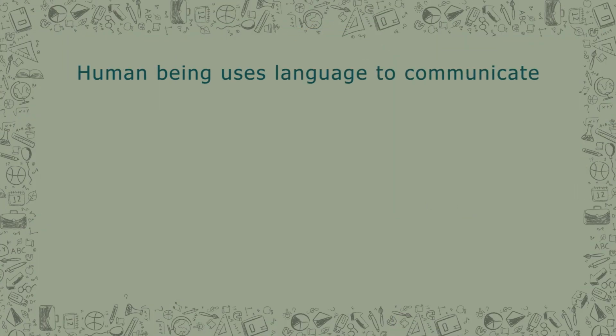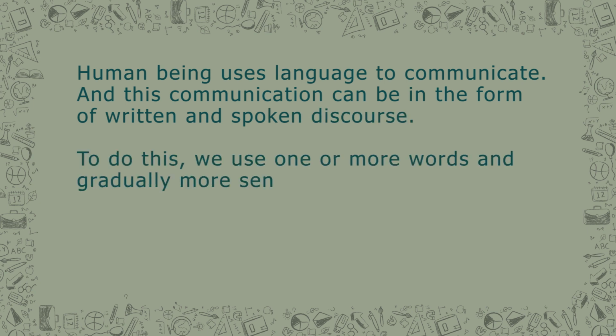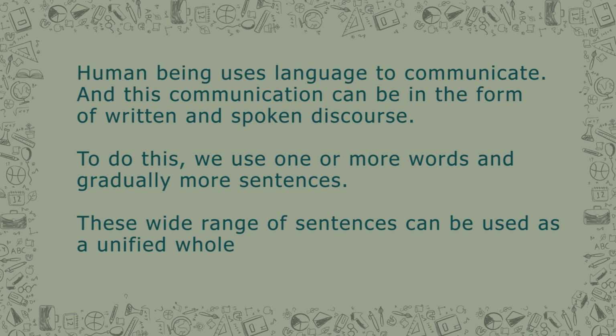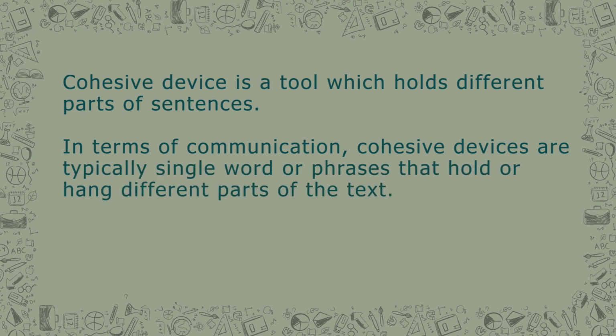Human beings use language to communicate, and this communication can be in the form of written and spoken discourse. To do this, we use one or more words and gradually more sentences. This wide range of sentences can be used as a unified whole, and thus we produce long text. A cohesive device is a tool which holds different parts of sentences. In terms of communication, cohesive devices are typically single words or phrases that hold or hang different parts of the text together. Let's look at the function of cohesive devices.